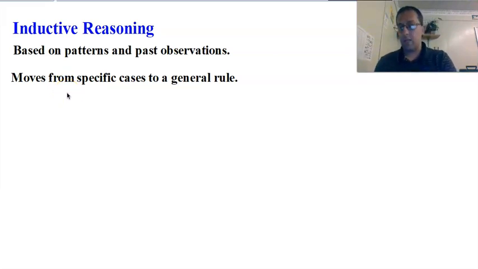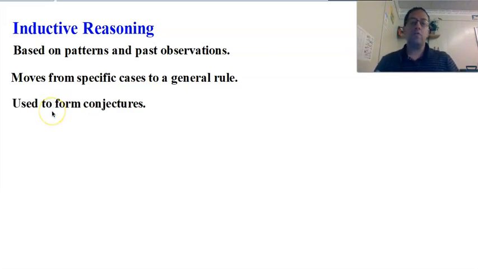So we have this specific case, this time it's an even number. This time it's an even number. This specific case it's an even number. So general rule, it's always going to be an even number. Specific cases to a general rule. And it is used to form a conjecture. And that's what we did.